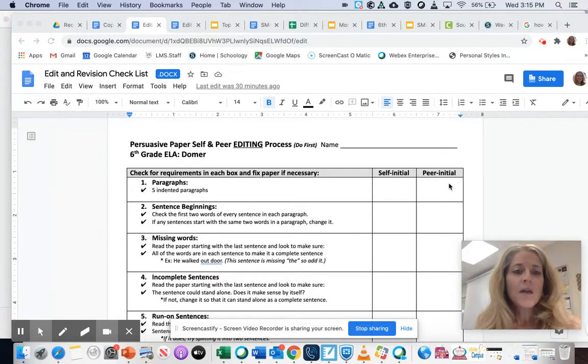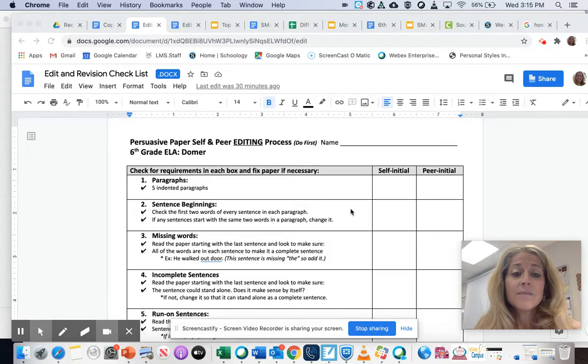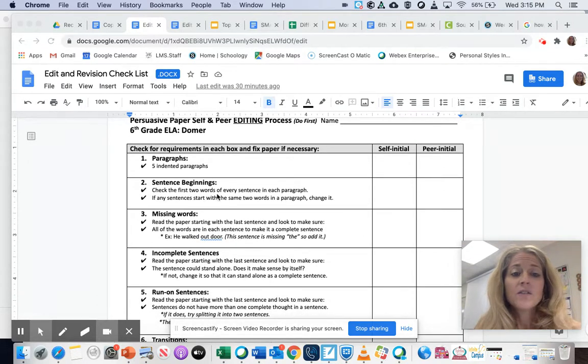So here we go. Paragraphs: 5 indented paragraphs. And again, you can refer to the final copy in the resource folder to really get an idea of what your final copy should look like. Sentence beginnings: check the first 2 words of every sentence in each paragraph. And if the sentences start with the same 2 words, change it. You just want to avoid having it sound the same and repetitive.